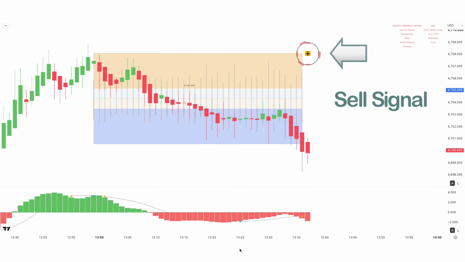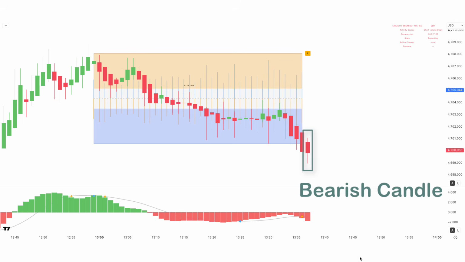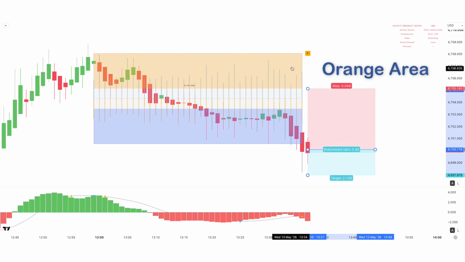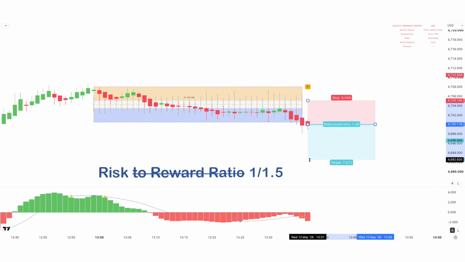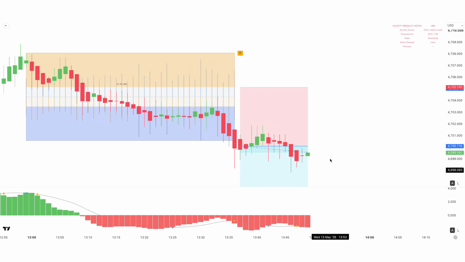Here the Liquidity Breakout Matrix arrow down is a sell signal. Here the Linear Reg MACD indicator shows red columns. Here the market has made a bearish candle to give confirmation. So all our conditions are fulfilled, so we are placing an order to sell. Our stop loss is to be placed at the orange area, and the risk to reward ratio will be 1:1.5. Let's see what happens to our trade. Our trade is running in profit.